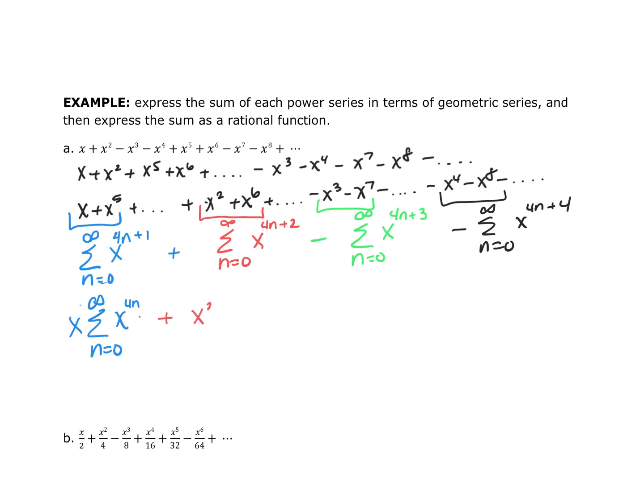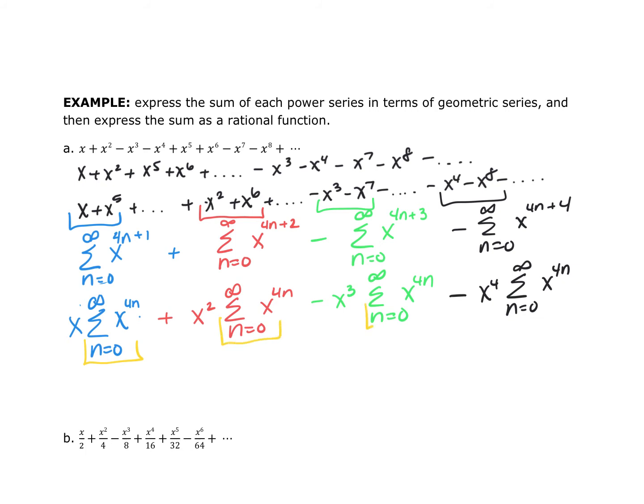So then plus x squared, the summation of n equals 0 to infinity of x to the 4n, and then minus x to the third, summation of n equals 0 to infinity of x to the 4n, and then minus x to the fourth, summation of n equals 0 to infinity of x to the 4n. Now each one of these has the summation of n equals 0 to infinity of x to the 4n. So I can factor that out, leaving me x plus x squared minus x cubed minus x to the fourth multiplied by the summation of n equals 0 to infinity of x raised to the 4n.